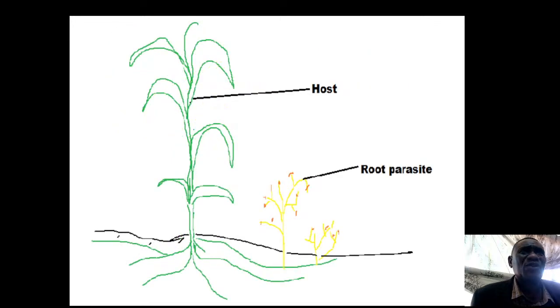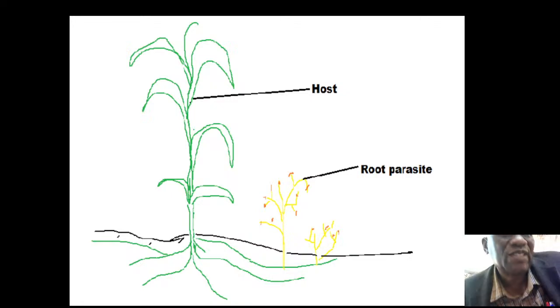On the other hand, we have got root parasites. These are attached to the roots of the hosts. For example, Striga asiatica, which attacks maize, and the point of attachment is the root. Electra vogeli in bambara nuts, it also attaches itself on the roots. The same applies to Striga gesneroides, which attaches itself to the roots of the tobacco plant.